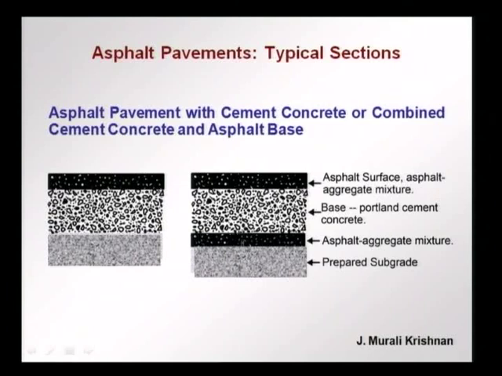We can avoid in some cases the intermediate asphalt concrete layer which comes below the Portland cement concrete by having the Portland cement concrete directly in contact with the subgrade. So, here you will just have 3 layers in this section.